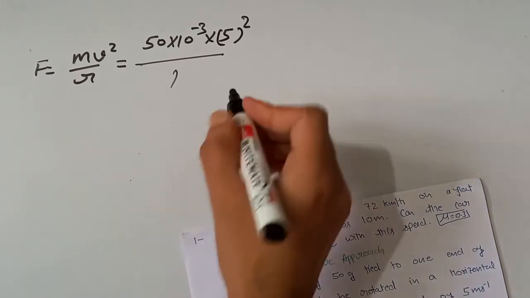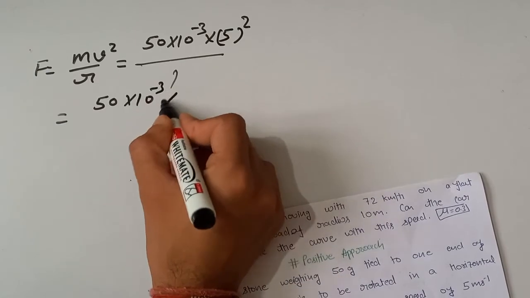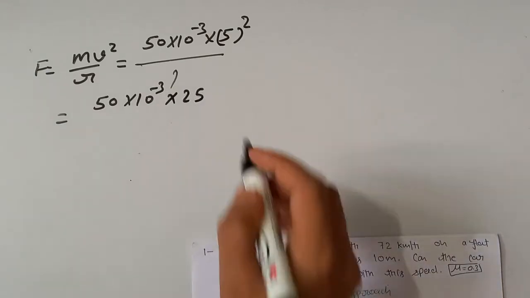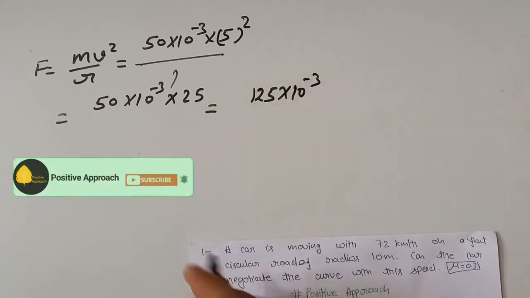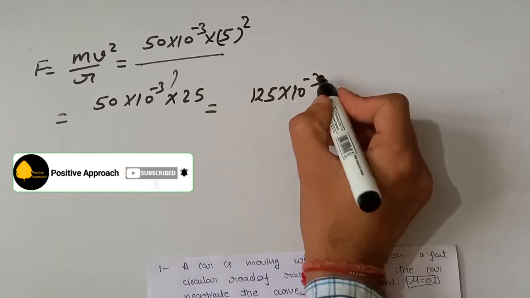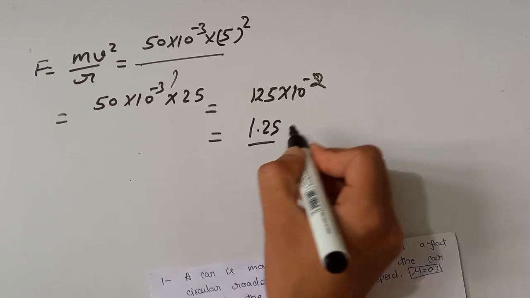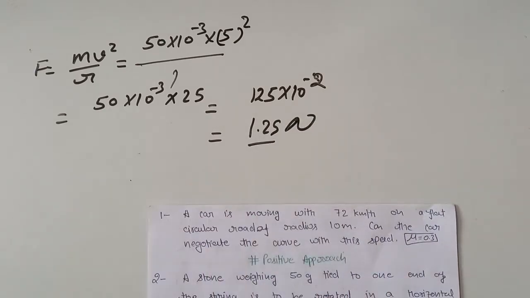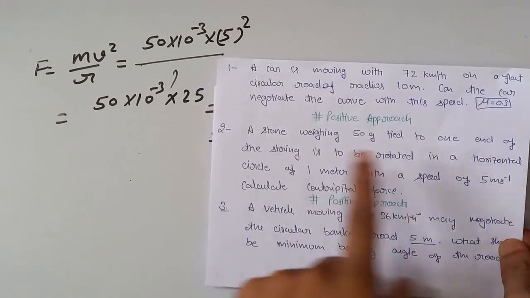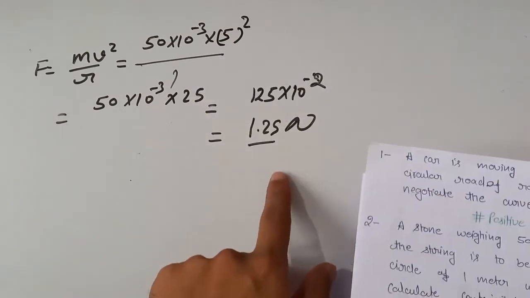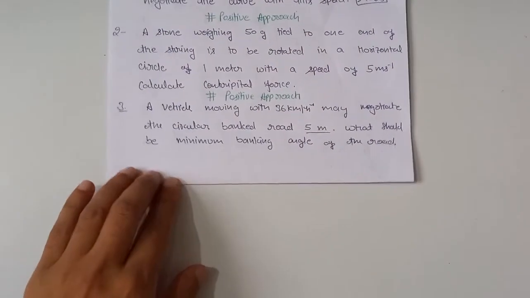Here F is the centripetal force, which is equal to 50 into 10 raised to power minus 3 into 5 square. 5 fives are 25, which is equal to 1250 into 10 raised to power minus 3, which is equal to 1.25 Newton. This is the centripetal force when a stone weighing 50 gram is tied to one end of the string. I hope this numerical is clear to you. Very easy numerical.